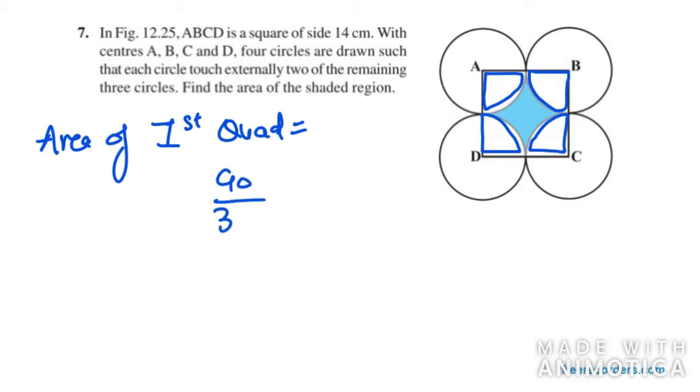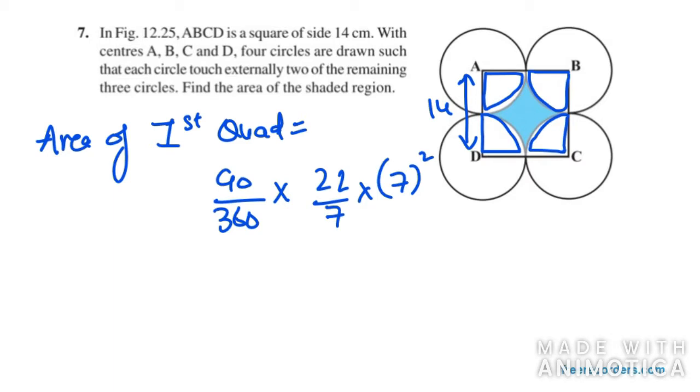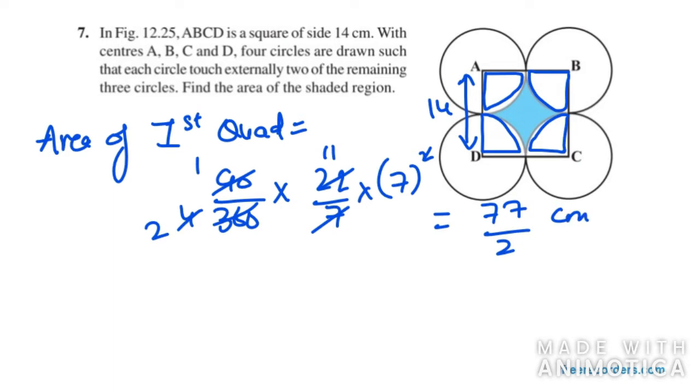Ninety over 360 into pi r square. Now the radius is 14 centimeter. Sorry, the side is 14 centimeter. That means the radius will be 7 centimeter. So 7 square, and the answer is 77 over 2 centimeter square. This is the area of the first quadrant.